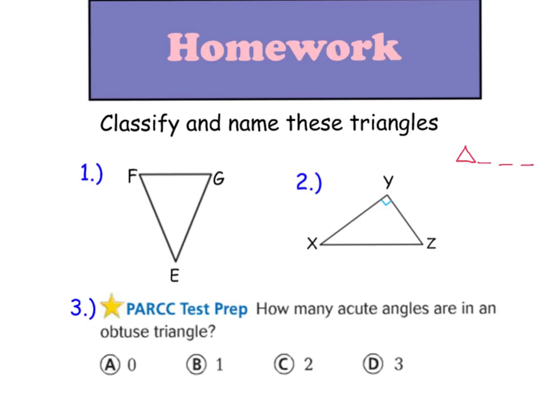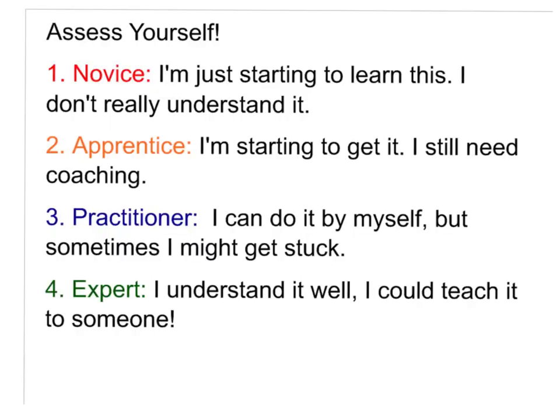When you're finished with this assignment, I want you to assess yourself. Number 1, are you a novice? Are you just starting to learn this and you don't really understand it? Then put a little 1 in your box on the bottom corner of your homework sheet. Number 2, apprentice. Are you starting to get it but you still need some coaching identifying the type of triangles? If you are a 1 or a 2, I would like you to rewatch this video.